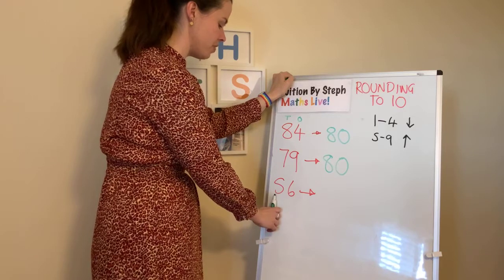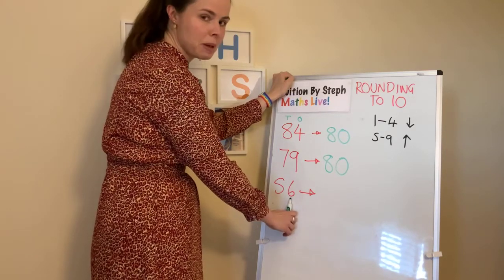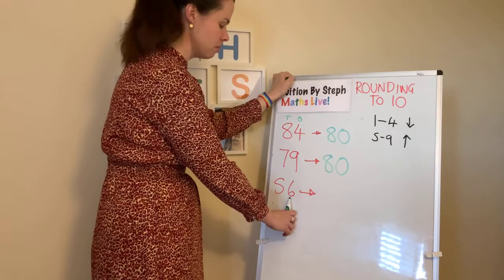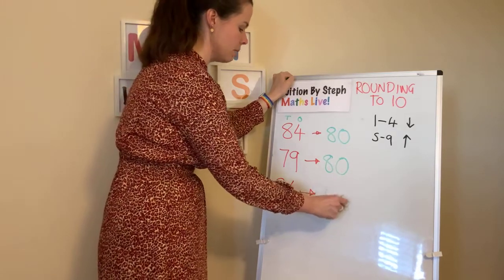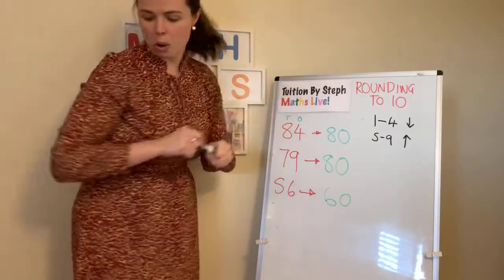56. We're currently in the 50s. Does the 6 mean we round up or round down? We round up. 60. Because 6 tells us to go up. Well done.